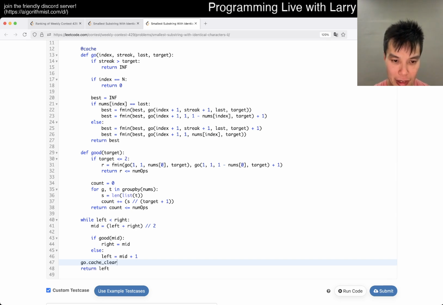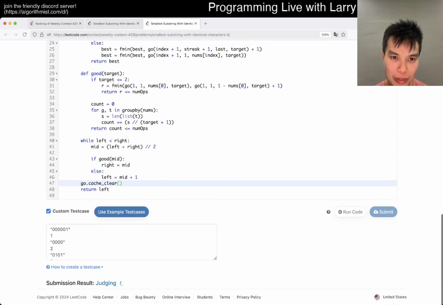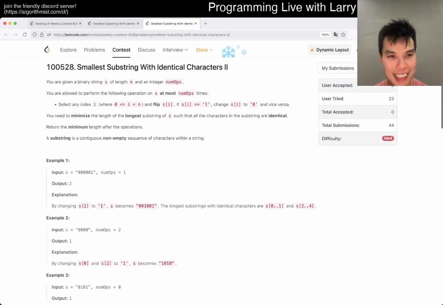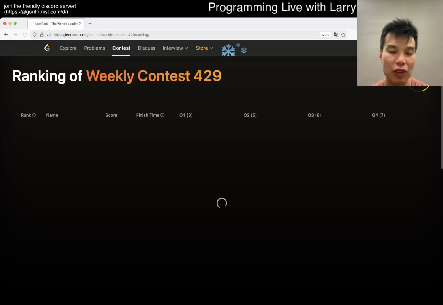Go cache clear. I forgot to cache clear. That's what I get. Okay, YOLO. You proved this memory thing. Okay, that was an extra freebie. I forgot to cache clear. Okay, that was not that bad.